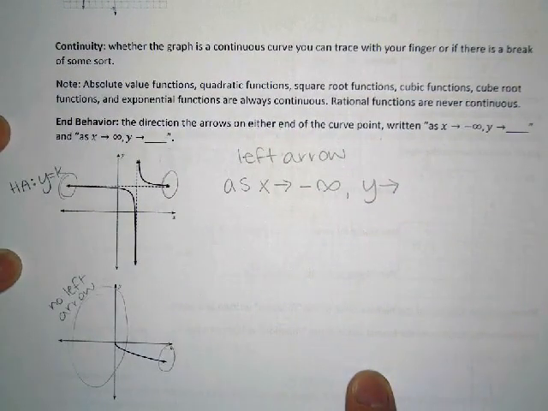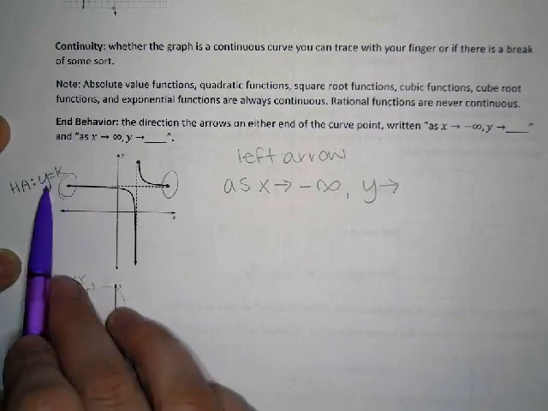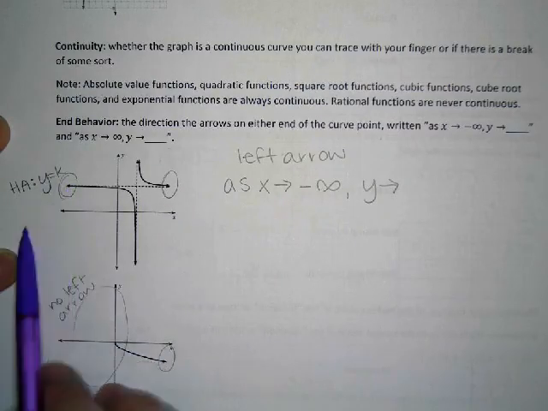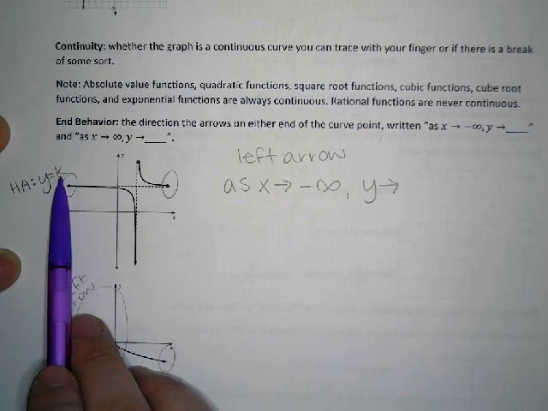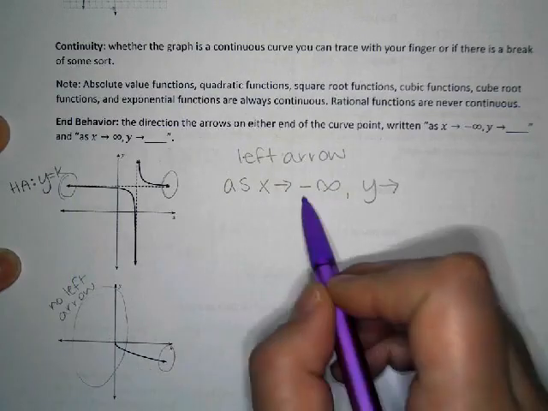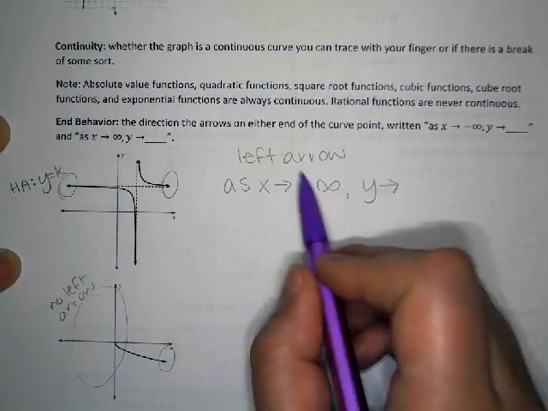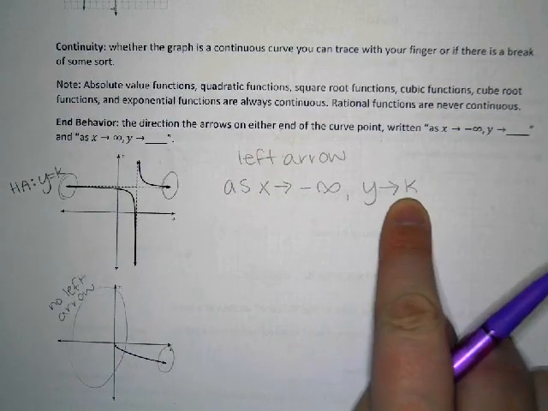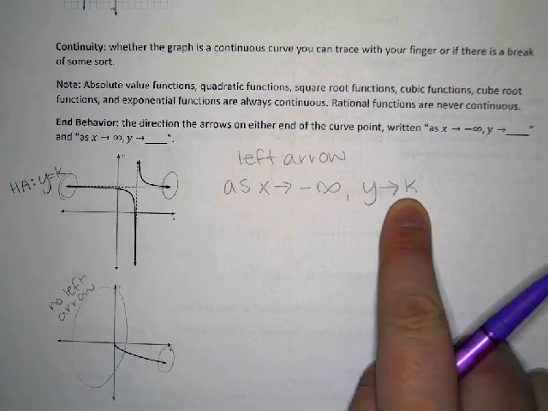So for this one, on the left side, the y value is not going up forever, it's not going down forever, it's actually going to that k value. So as we look at the left arrow, we're going to see that y is going towards that horizontal asymptote value of k. Not up, not down. It's going to level out at k.